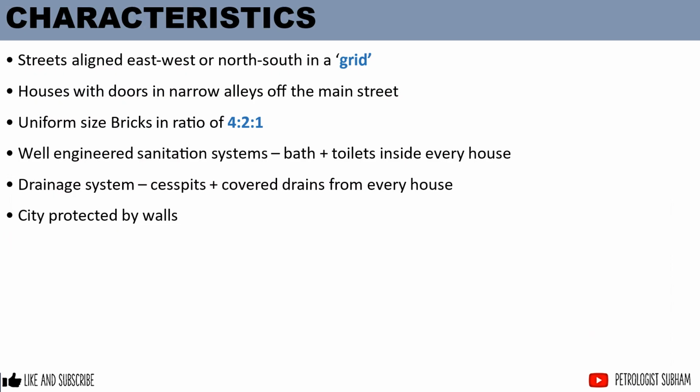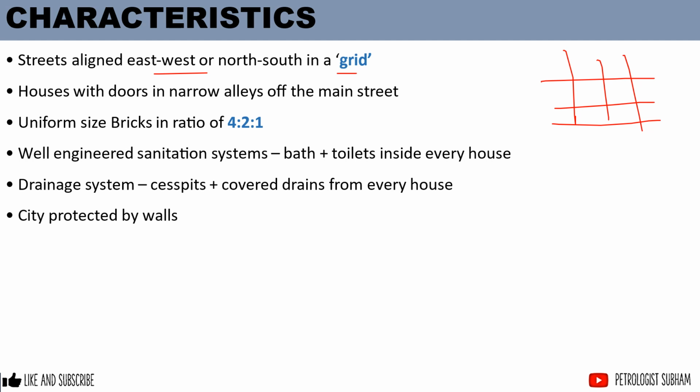The other characteristics were that streets were aligned east-west or north-south in a grid pattern. In a grid pattern, okay? Like in maps, we see the latitude, longitude, right? In a grid pattern. Houses with doors in narrow alleys of the main street.